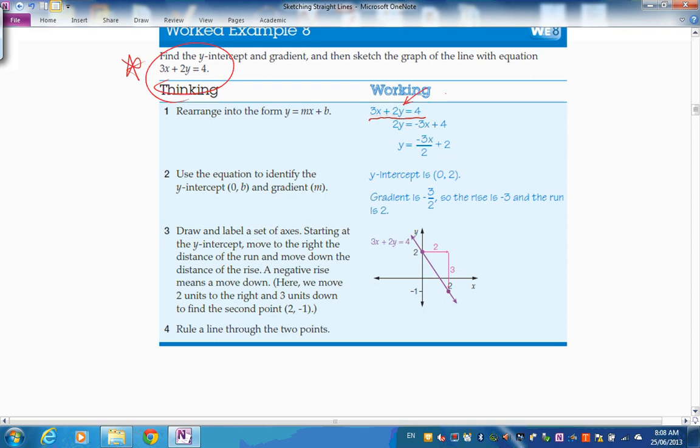It's been multiplied by 2, and then 3x has been added. Let's reverse the steps down. Let's subtract 3x. There it is. So 2y equals 4 take 3x, or negative 3x plus 4. And then dividing by 2. There we have it. So we have put this line in a new form.